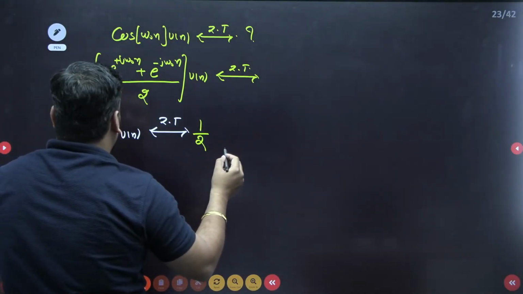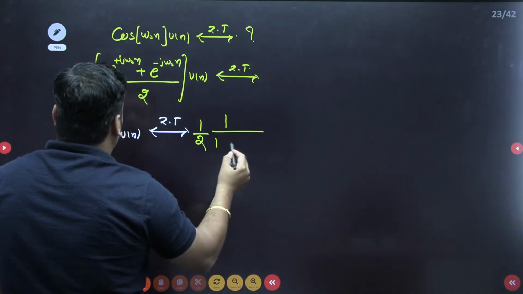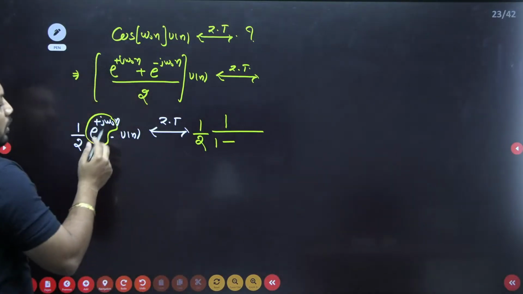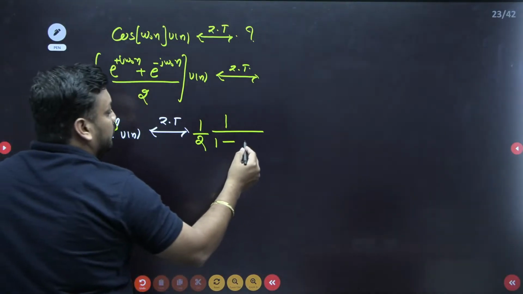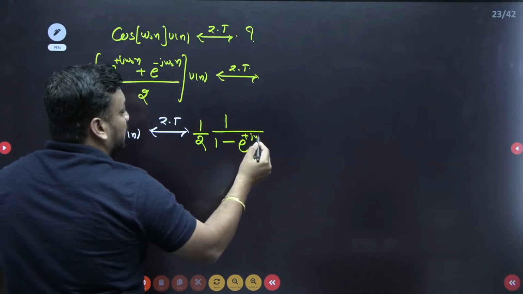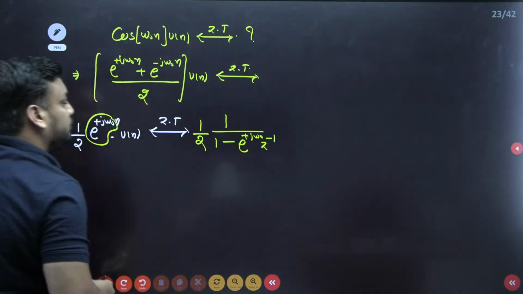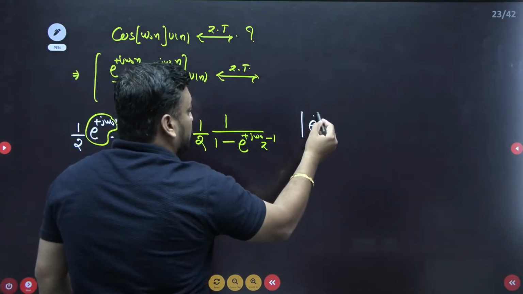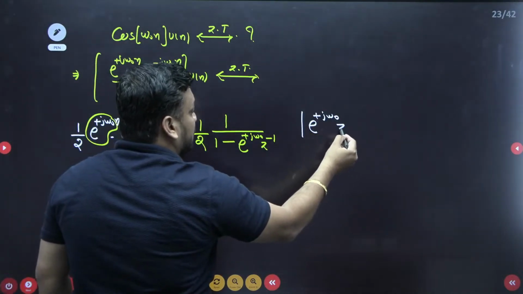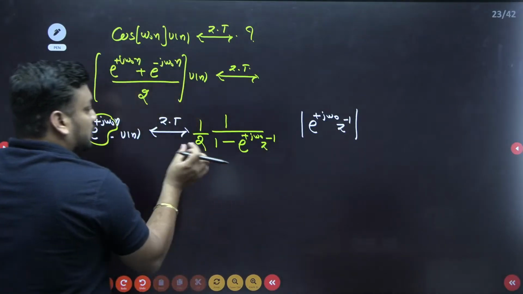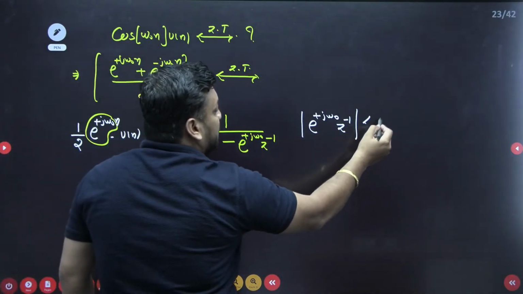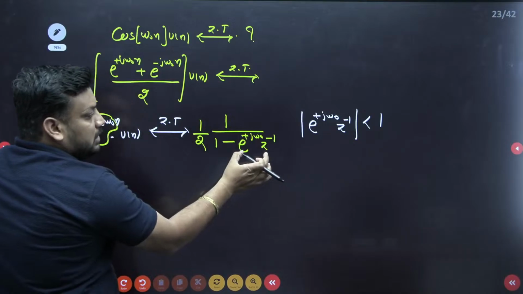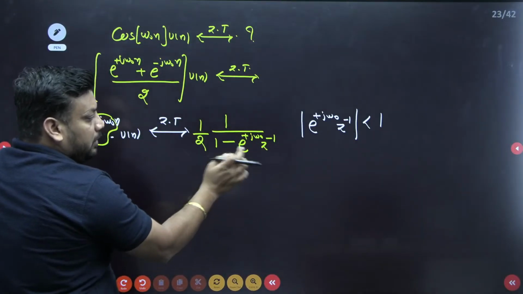So now I need to check 1 upon 1 minus a^n u[n], which gives 1 upon 1 minus e to the power plus j omega 0 z inverse. And what is the ROC? The ROC requires the magnitude of e to the power j omega 0 z inverse to be less than 1. This term should be less than 1, because if it is equal to 1, then 1 minus 1 is 0, and something upon 0 is infinity.